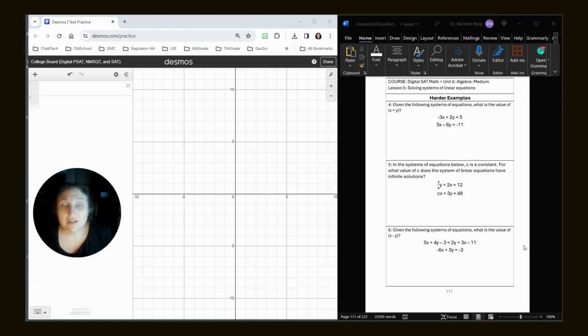So we're looking at Unit 6, Lesson 5 from Khan Academy, which is Solving Systems of Linear Equations. Their site is amazing, and they don't focus on the Desmos calculator like my series does. Let's look at question number 4.